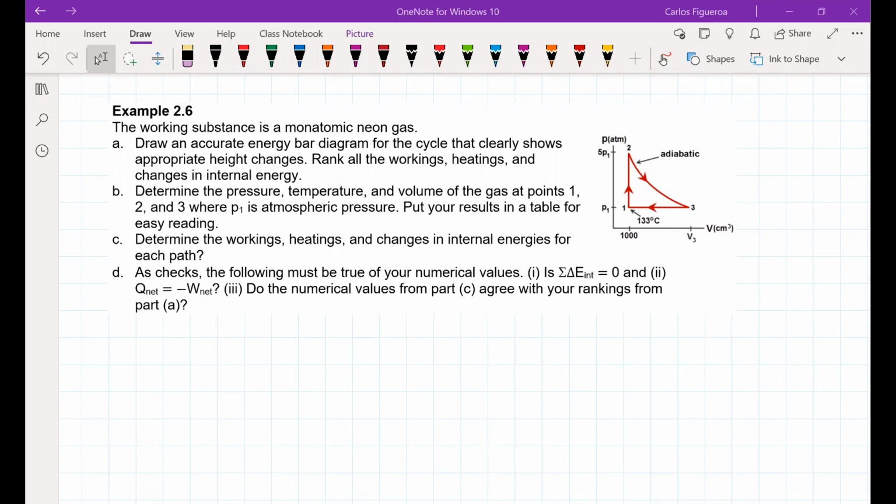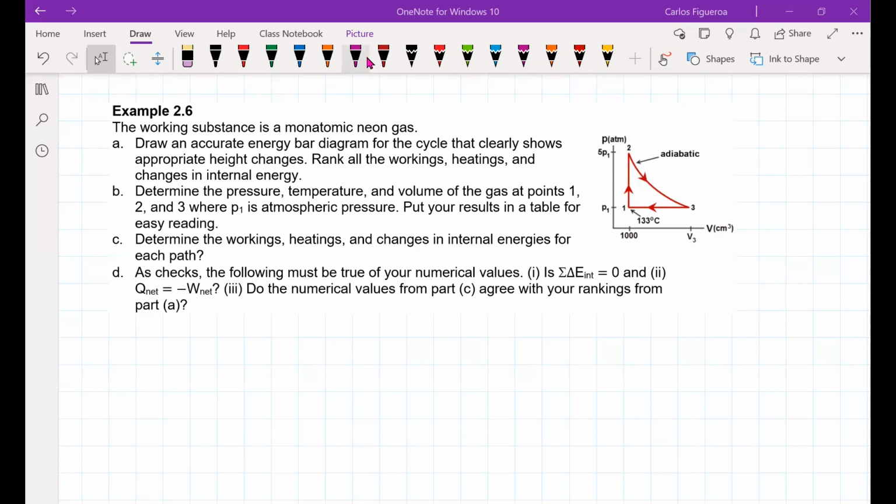B. Determine the pressure, temperature, and volumes of the gas at points 1, 2, and 3, where P1 is the atmospheric pressure. Put your results in a table for easy reading. C. Determine the workings, heatings, and changes in internal energy for each path. D. As a check, the following must be true for your numerical values. The sum of internal energies around the cycle should be 0, and the net heat must be the negative of the net work. Do these agree with what you calculated?